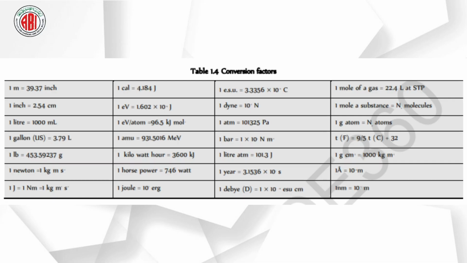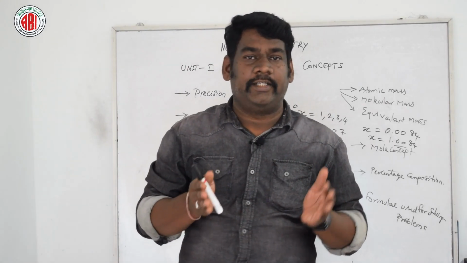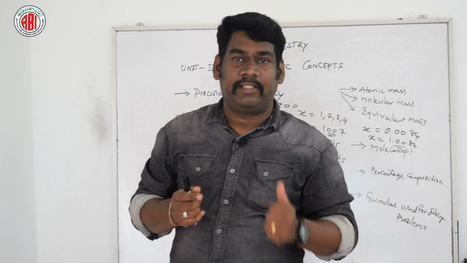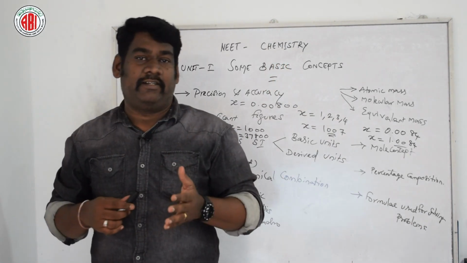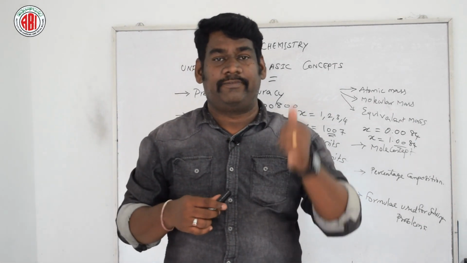Here is one more table. If you look at this, you will be able to understand the conversion factors. Like meter is converted into inch, then inch is converted into centimeter, liter which is expressed in ml, the expression for 1 Newton, that is kg meter per second squared, that is important. Then 1 calorie is equal to how many joules, that is 4.184 joule, that is important. And 1 electron volt, this is very, very important. The charge of the electron is 1.6 into 10 to the power of minus 19.